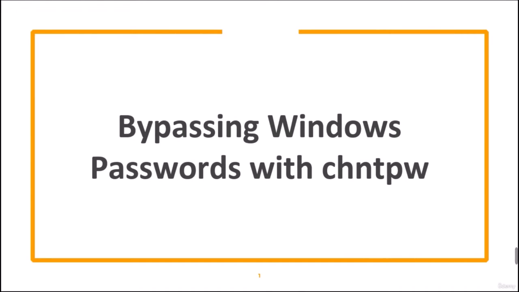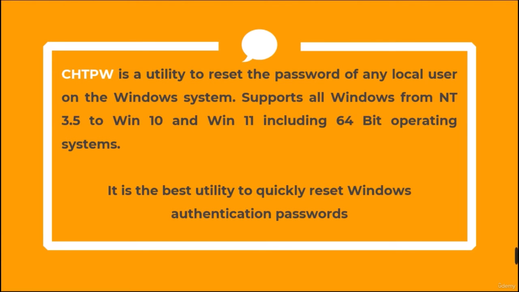In this lecture, we are going to see how we can bypass Windows password with a utility called chntpw. chntpw is a utility to reset the passwords of any local user on a Windows system. It supports all Windows from NT 3.5 to Windows 10 and Windows 11, including 64-bit operating systems. It is the best utility to quickly reset Windows authentication passwords.